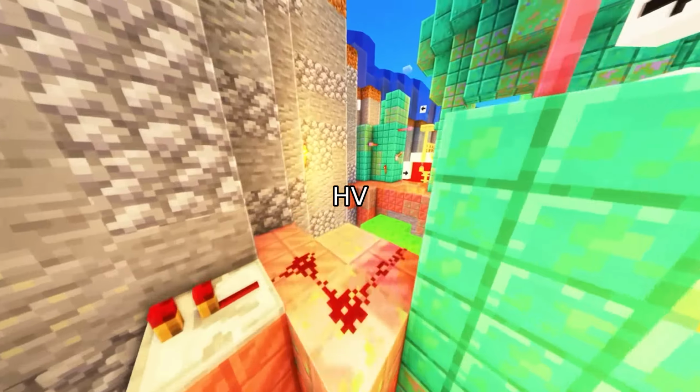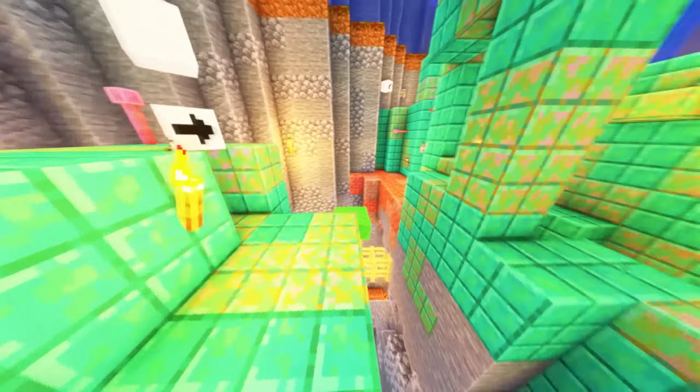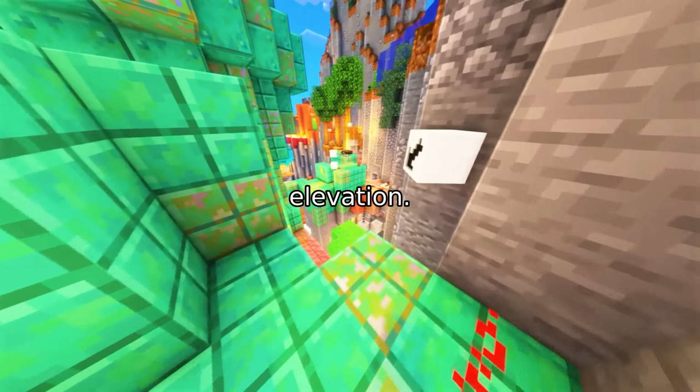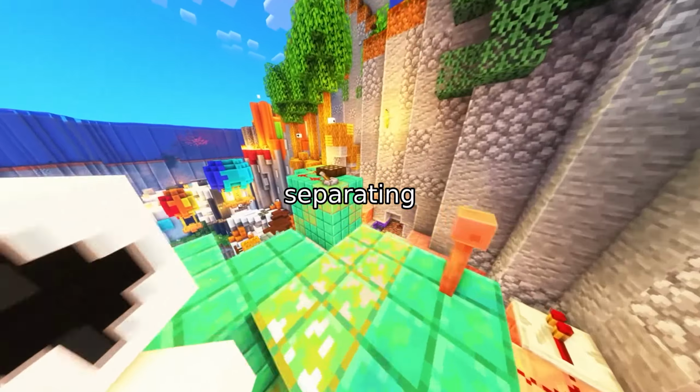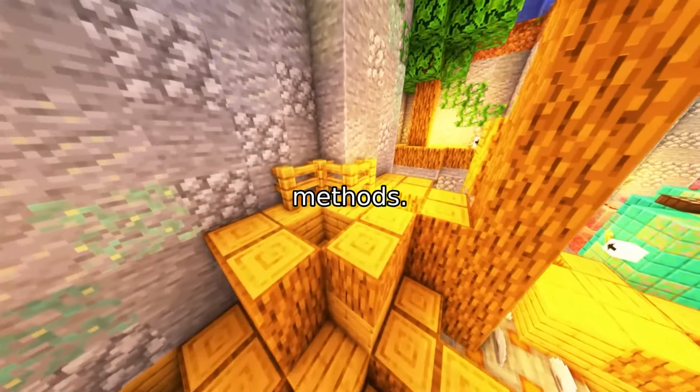The name, HV, stands for horizontal and vertical, two directions of deformation it tracks. Imagine a GPS that doesn't just tell you the shortest path, but also adjusts for elevation. By mathematically separating the data into these two components, the HV metric avoids the pitfalls of traditional methods.